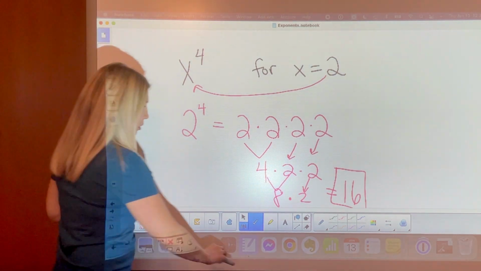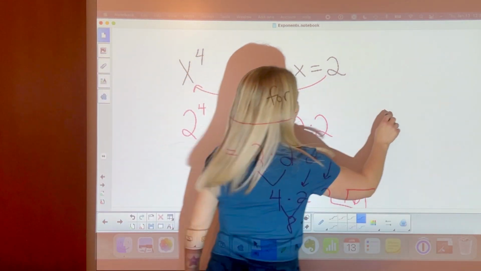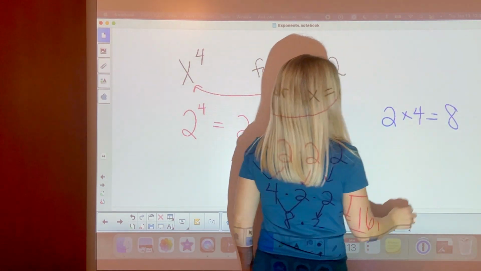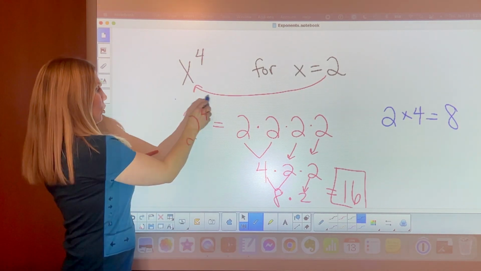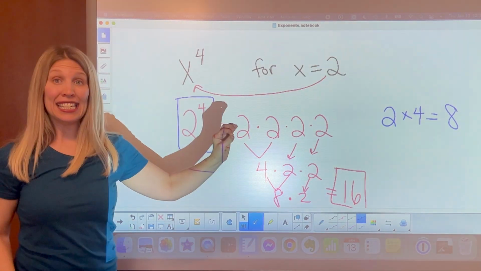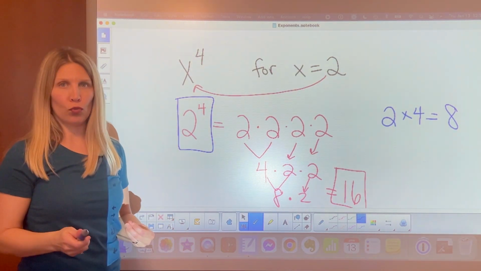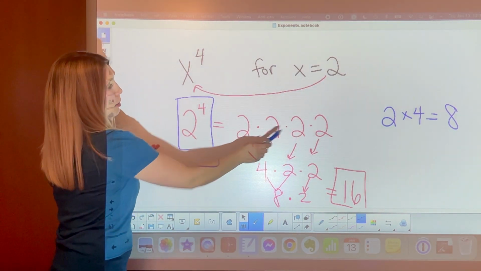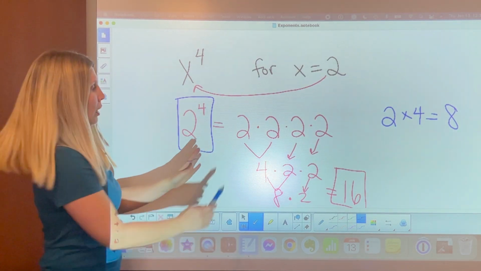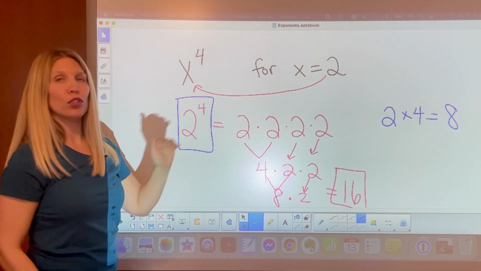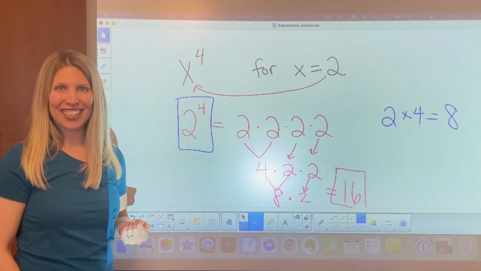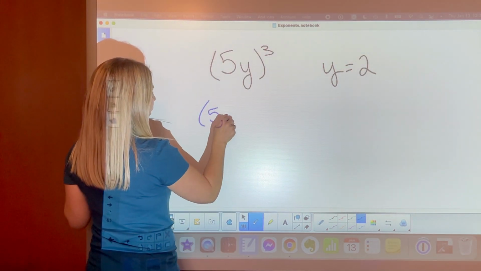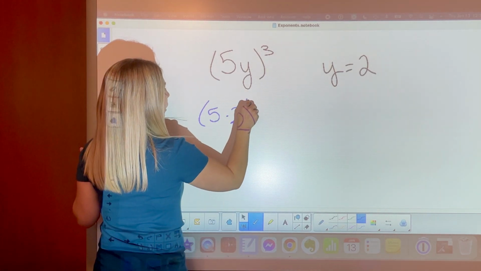Right? Because if we did 2 times 4, that gives us 8. So notice that 2 to the 4th power is different than 2 times 4. The biggest hint that I can give you is when you have an exponent, the best thing to do is write it all out and start multiplying from the left to the right to simplify your answer. Okay, for this problem, we're going to substitute 2 in for y. So we have 5 times 2 cubed.